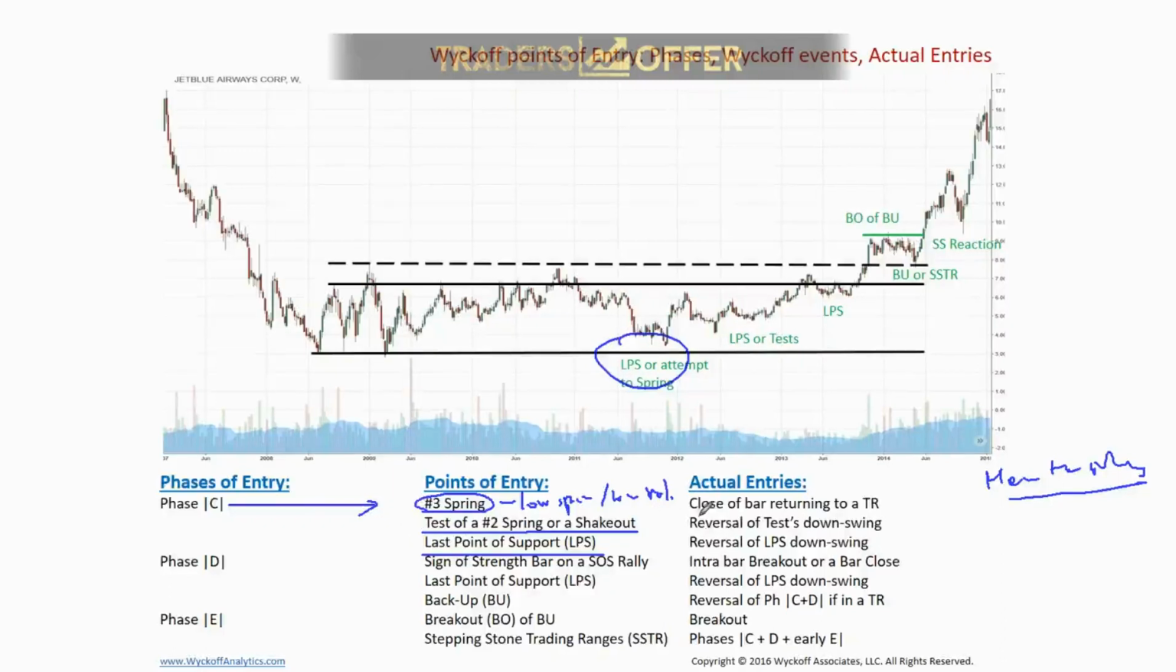And I'm actually putting the actual entries right here. So how would we buy sprint number 3? At the close of the bar, returning to the trading range. Test number 2, the reversal of the test in the downswing. And then the last point of support, just a reversal of the downswing of that last point of support reaction.